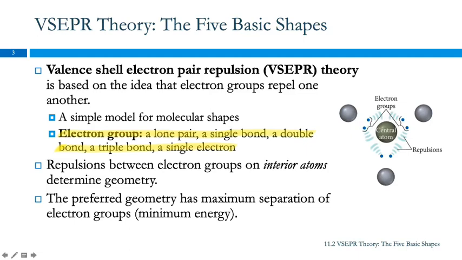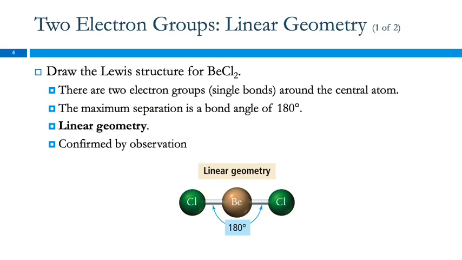So what we're going to look at is the different geometries from the different numbers of groups that we might see on the central atoms. And you should have heard of this in Chem 3A. So the preferred geometry has a maximum separation. Maximum separation is minimum energy. So let's look at what happens with 2 electron groups. This will give us a linear geometry.